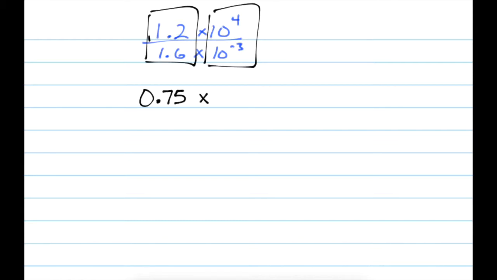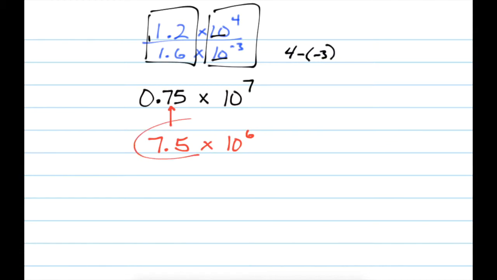And when I'm dividing two numbers with the same base, I subtract the exponents. So 4 minus negative 3 is positive 7. So now I have 0.75 times 10 to the 7th. But is that in proper scientific notation? It's not. The decimal should be between the 7 and the 5. So I'm going to change that to 7.5, and since I had to move the decimal one place to the right, I need to take one off of my exponent. So I have 7.5 times 10 to the 6th.